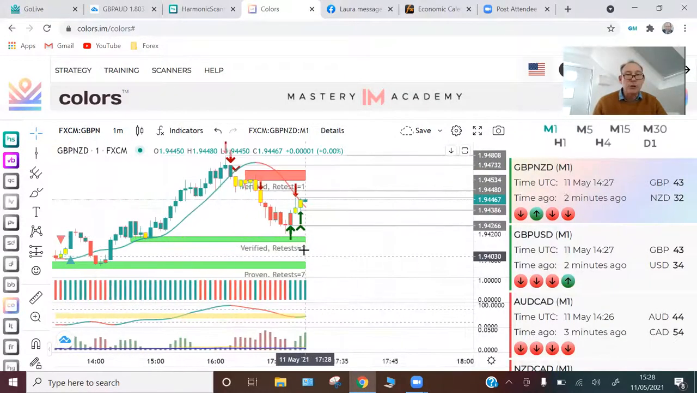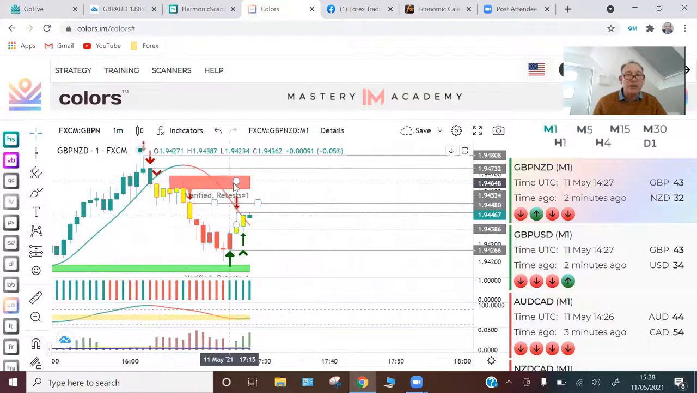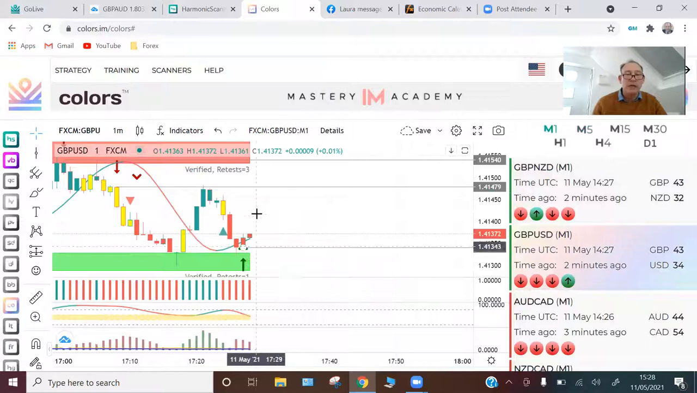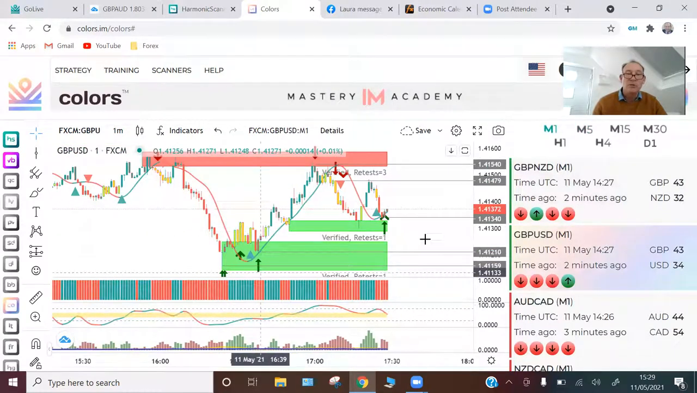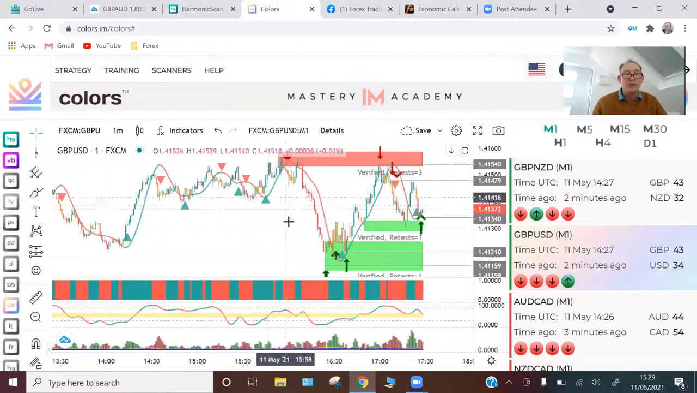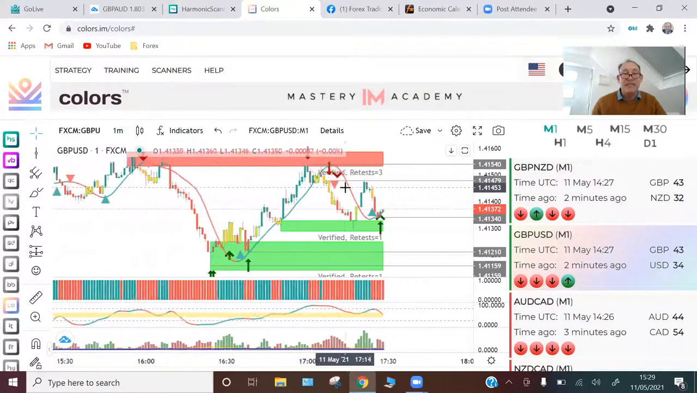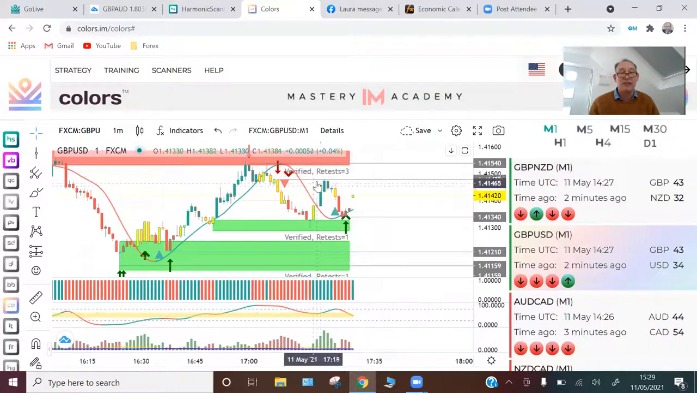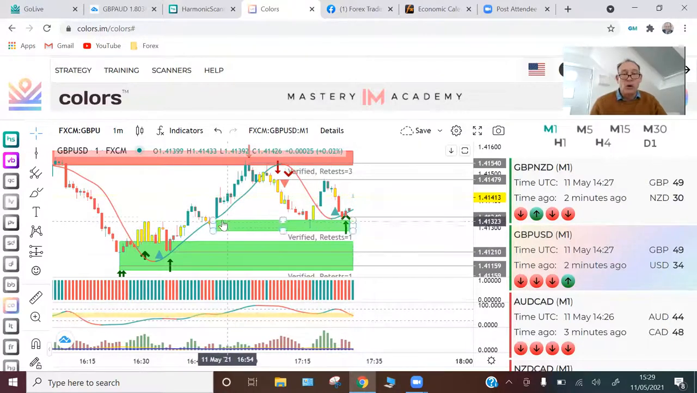See, that's been pushing up there. It's been pushing up there. I might go into there and reject. We see Great British Pound on the 1 minute could push up. A nice push up. Now that's strong, it's retested, it's very verified and has had three retests. This one here said one.